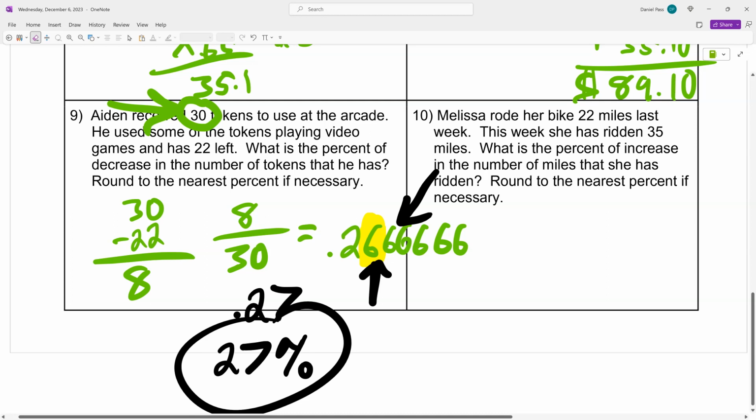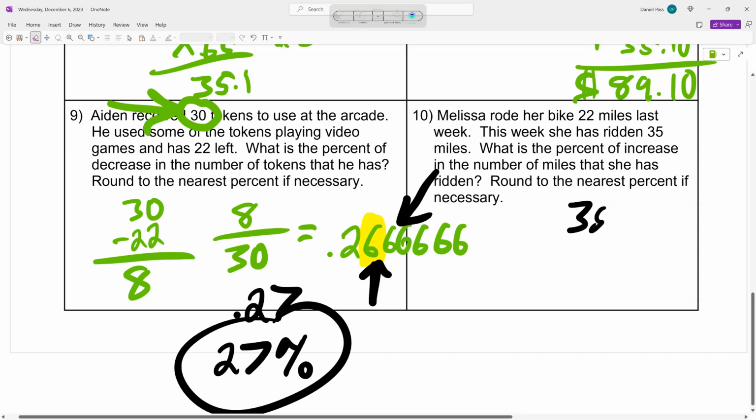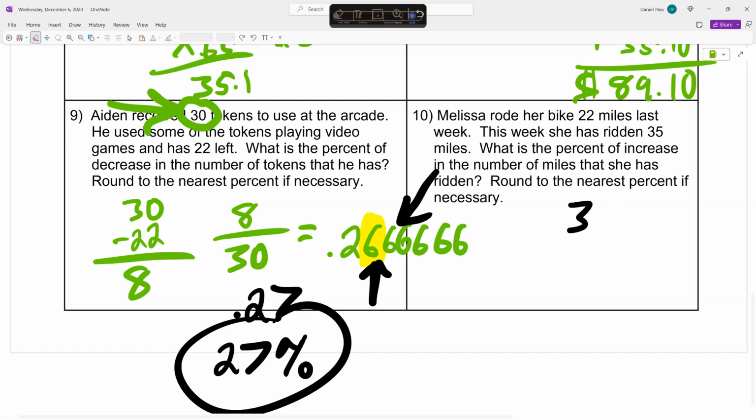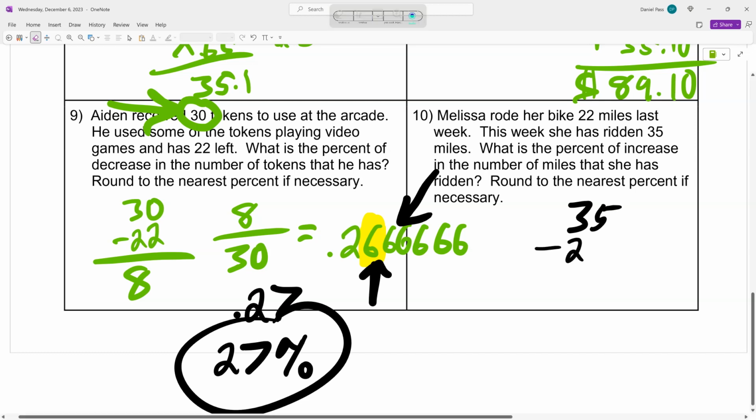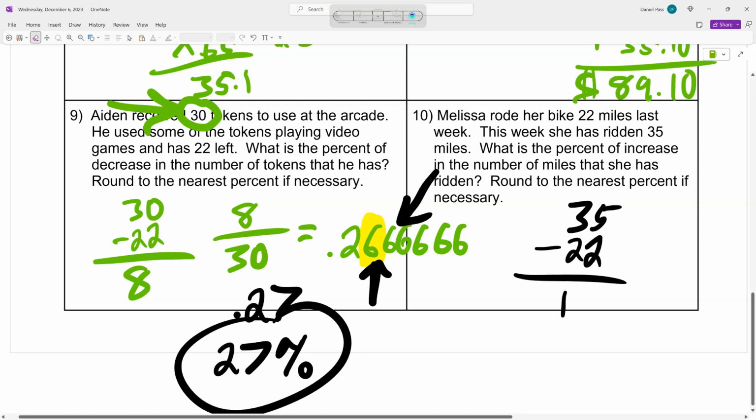All right, Melissa rode her bike 22, but today she did 35. How much did it change? Right, 13. Now, how do we find that out? 35 minus 22. And we get 13.